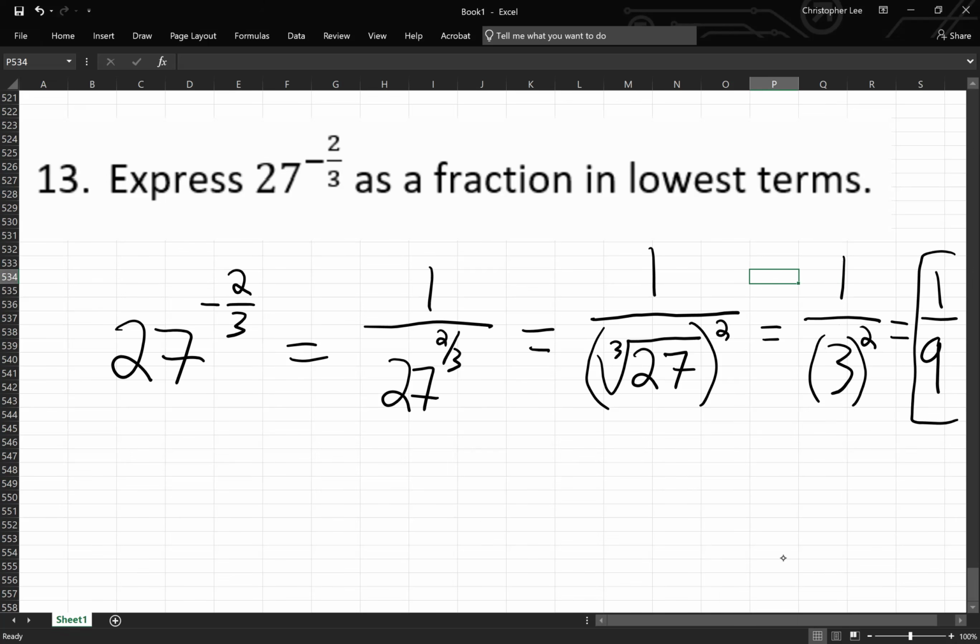Light work, right? So that's 3 squared. So do the denominator first as a root. You do the cube root of 27 and then square the answer afterwards. Or whenever it's a fraction power, you do the denominator first and then do the numerator on the outside after.